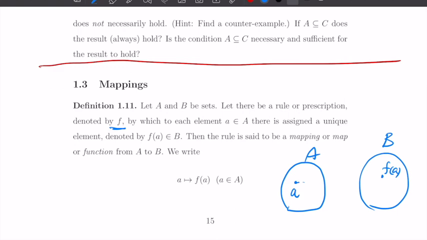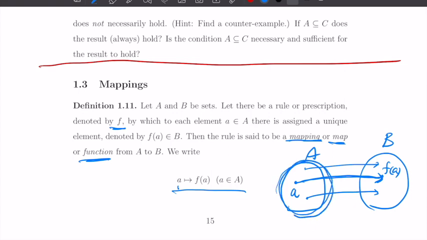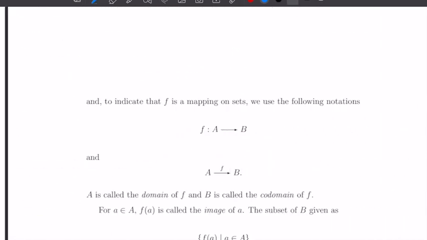So for this element, we assign this element. So this assignment is defined for every element in A. And this rule is called a mapping or map or function from A to B. And we write like this. Okay. For this, A is any element in this set. Okay, so that's mapping.